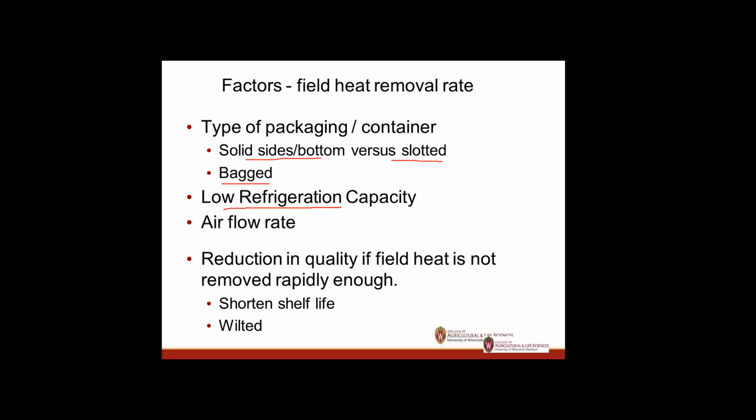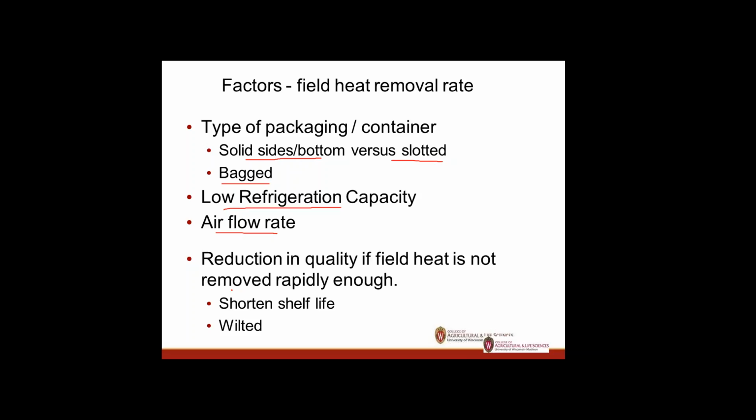So we already talked about low refrigeration capacity. That's an issue for removal of field heat. Airflow rate: the higher the airflow rate, the faster we can get heat transfer and remove field heat. So that's why earlier we talked about the plenum wall, or the fans on the end of a pallet, to try to increase that airflow rate and that heat transfer rate.